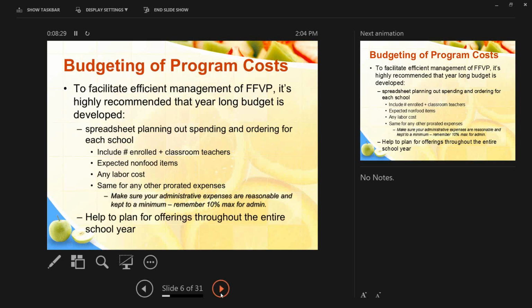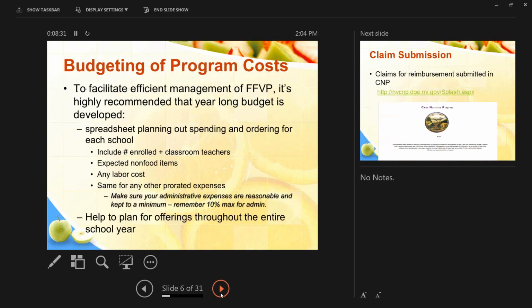So one thing we've seen that can be really helpful is budgeting out your program costs. So to facilitate your efficient management of the program, it's highly recommended that you develop a year-long budget. And this could be something as simple as a spreadsheet that just plans out your spending and ordering for each school. So you'll want to think about the number of enrolled students plus classroom teachers to calculate the number of servings you'll need.